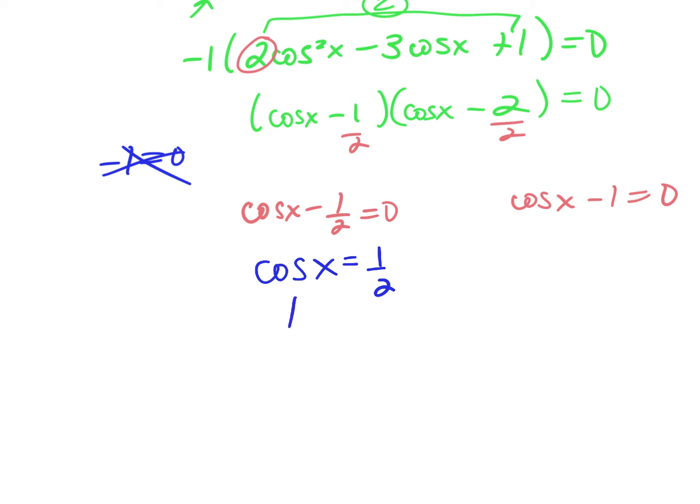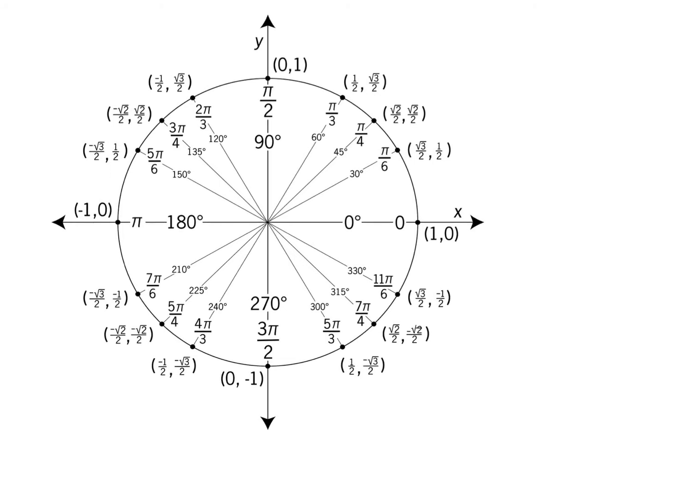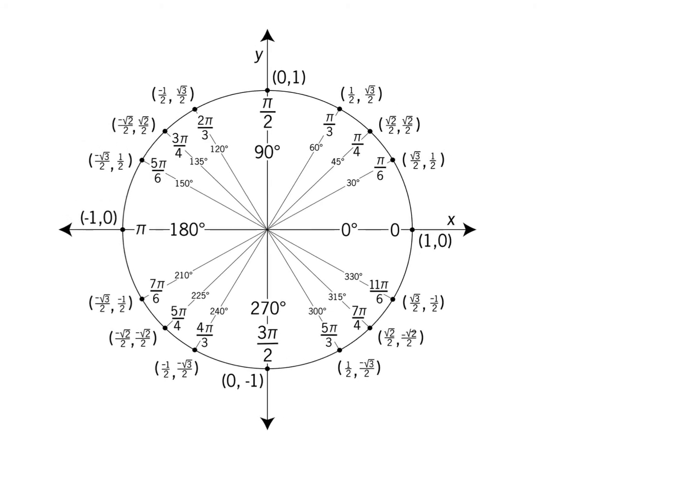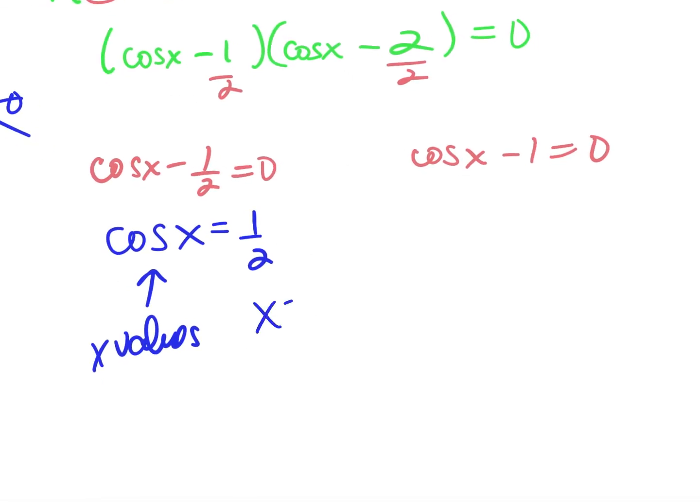So I'm looking on the unit circle for what values? X values that are positive 1/2. Go to your unit circle. Positive 1/2. Pi over 3 and 5 pi over 3. Good. So x equals pi over 3 and 5 pi over 3.